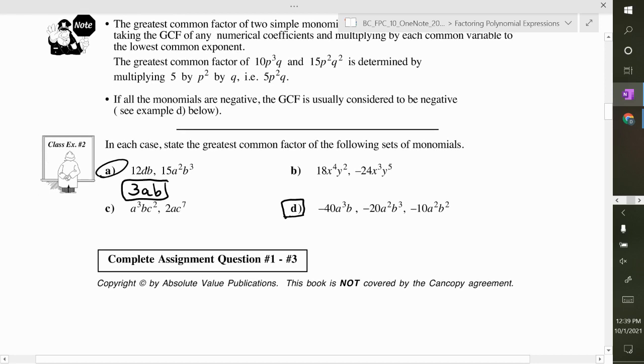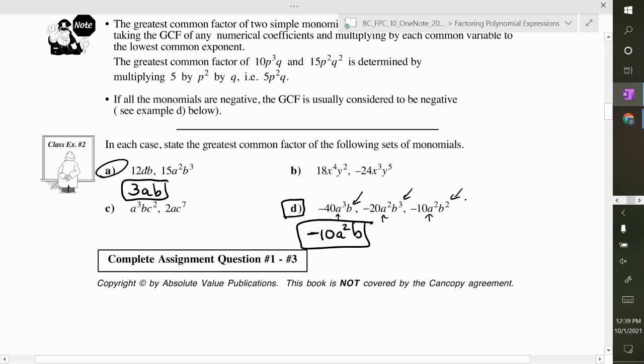All right, D. 40, 20, 10. Largest number that can divide into each of those. 10. And since they're all negative, we're going to write negative 10. Okay. There's an a cubed, an a squared, and an a squared. What's the smallest exponent? A squared. There's a b cubed, and a b squared. Smallest exponent is? That's all you have to do to find the greatest common factor.